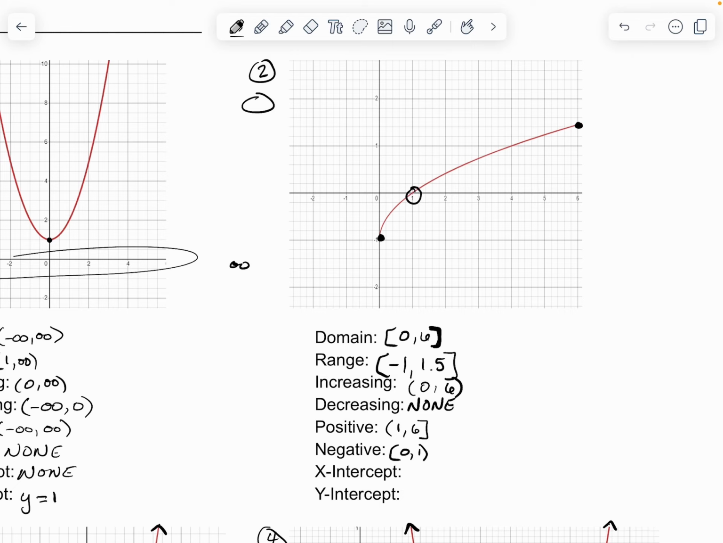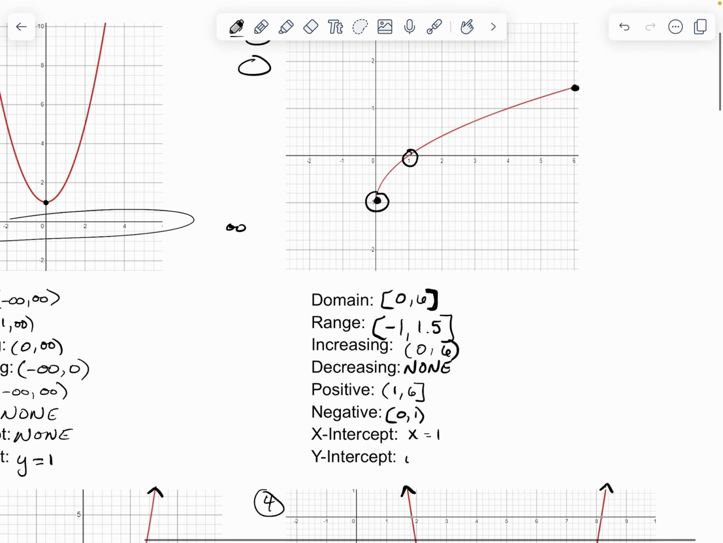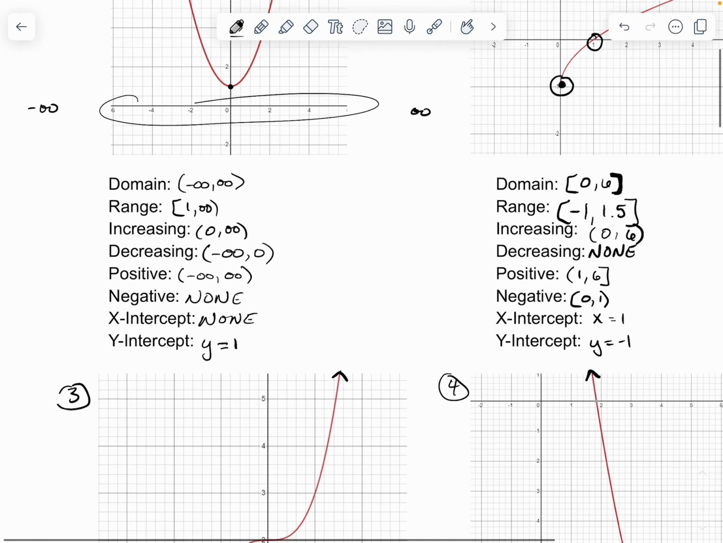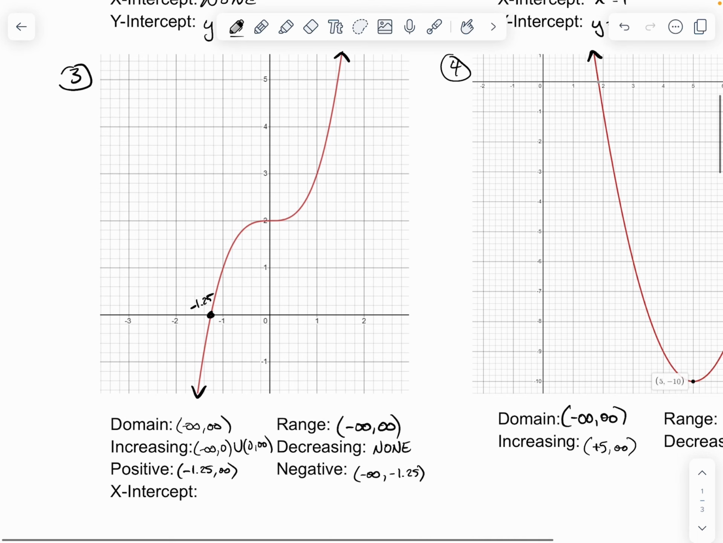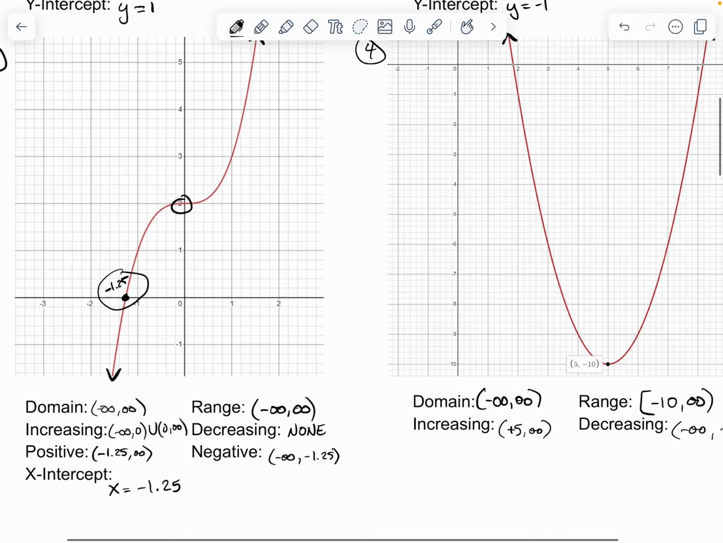Number 2. This one does have an x-intercept. It touches the graph at x equals 1. And it has a y-intercept. It touches the y-axis at y equals negative 1. Look at number 3. Our x-intercept here, if we're still using this same point, would be at x equals negative 1.25. I didn't ask you for the y-intercept, but the y-intercept would be here at y equals 2.